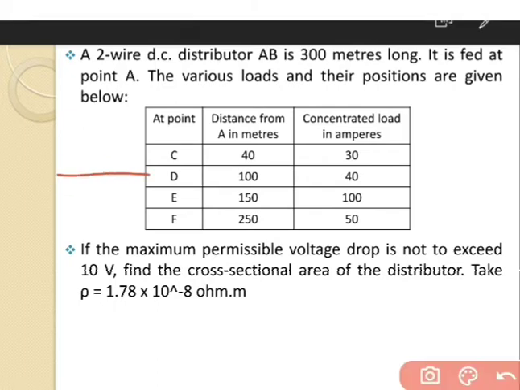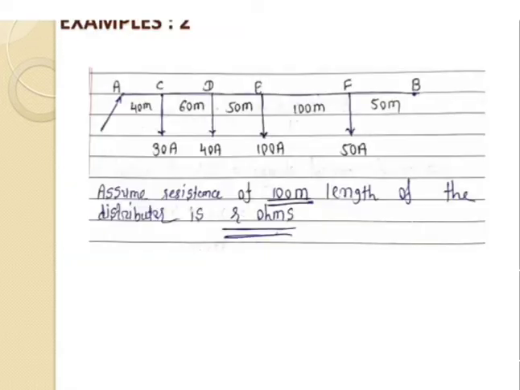Next point, that is the D point, having a distance of 100 meter from the A, which means the A to D distance is equal to 100 meter. But up to now we know the distance for the AC section is equal to 40 meter. So the remaining distance for the CD section is equal to 60 meter.